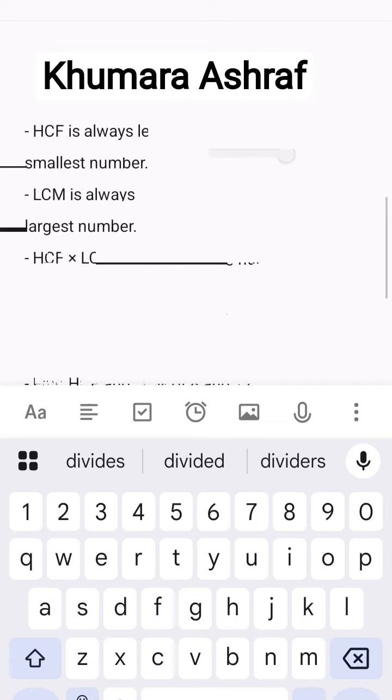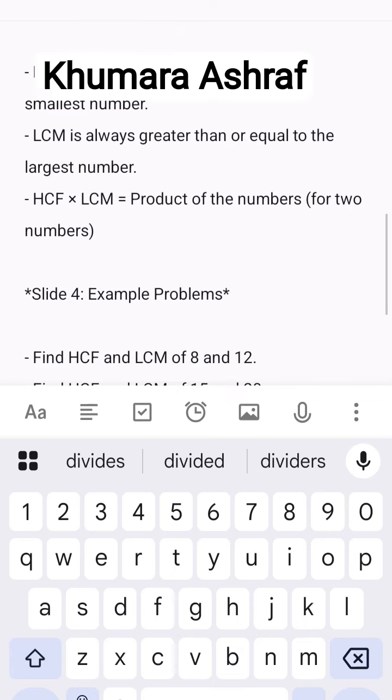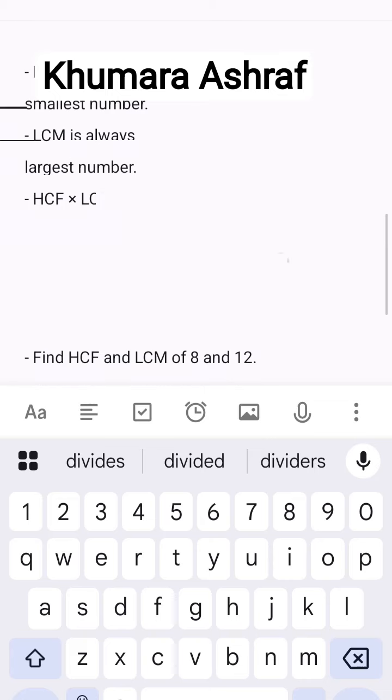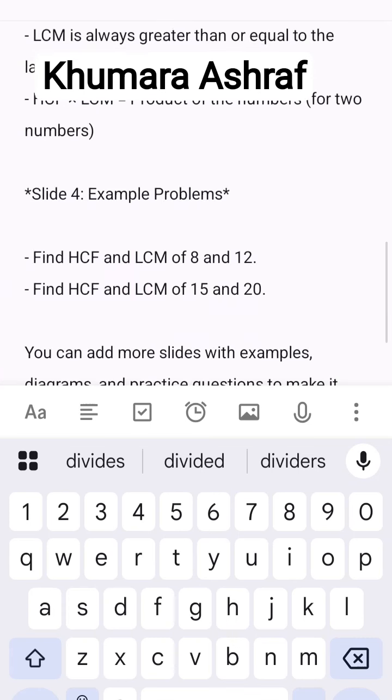This is extra information if you want to learn about these definitions. You may see also that HCF is always less than or equal to the smallest number. LCM is always greater than or equal to the largest number, and this is the formula: HCF multiplied by LCM is equal to the product of the two numbers.